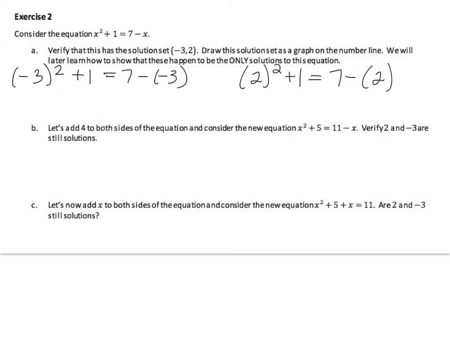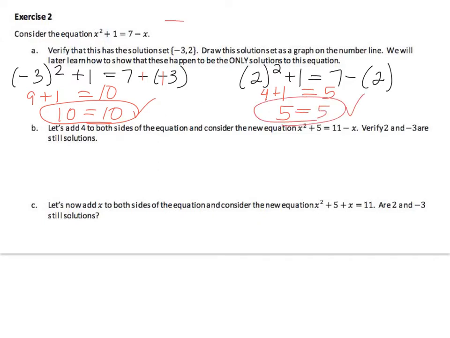So on the left here, I've substituted x equals -3 into the equation, and let's go ahead and solve it. I have -3 squared plus 1. This would be 9 plus 1, which is 10. Is equal to 7 plus 3, which is 10. When 10 equals 10, that means it's a true statement. And then over to the right, 2 squared is 4, plus 1 is 5, and then 7 minus 2 is 5. So that is also a true statement.